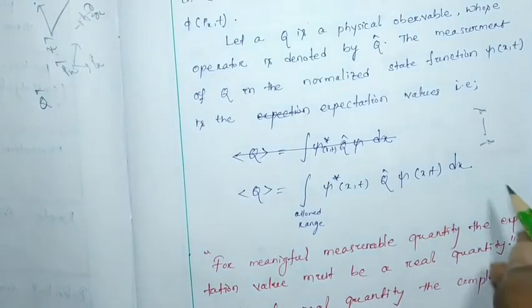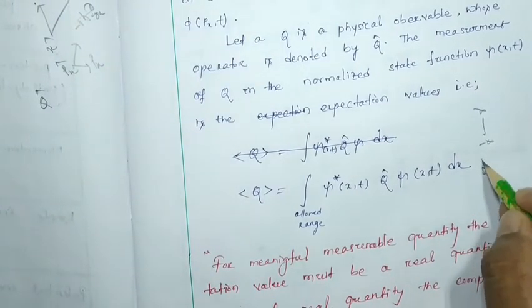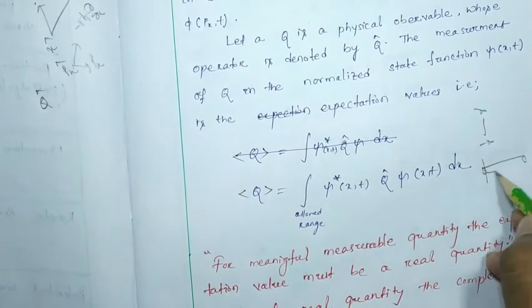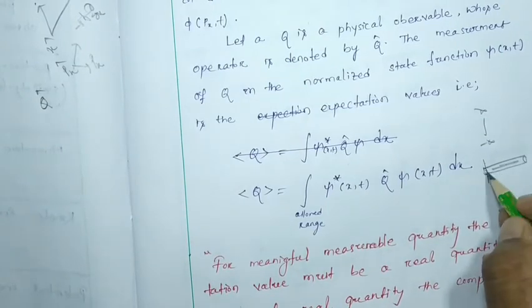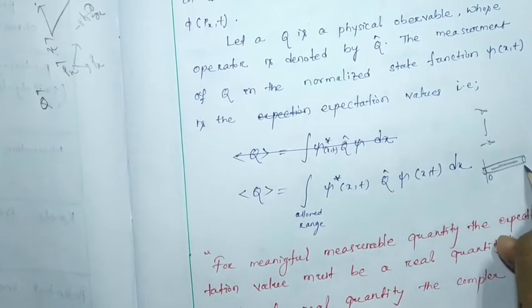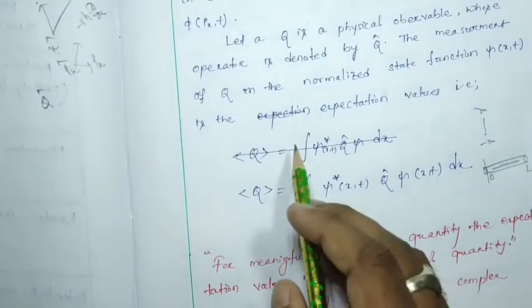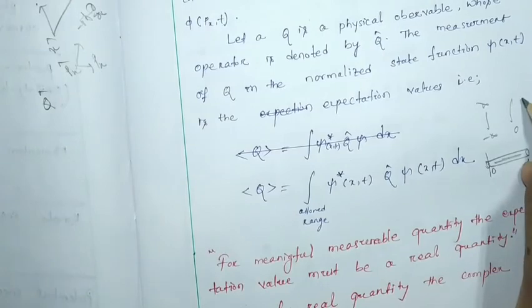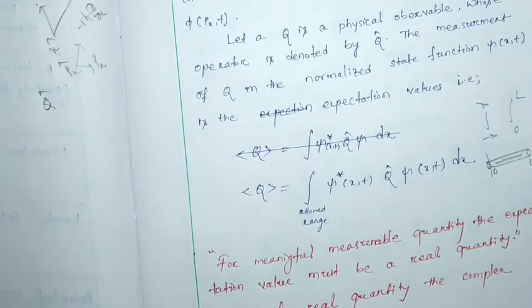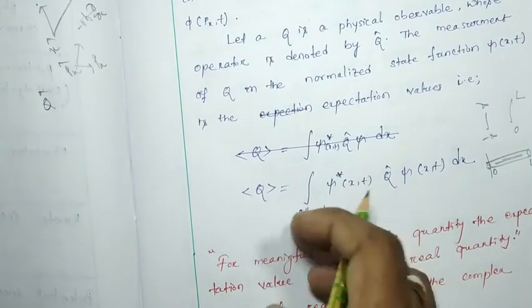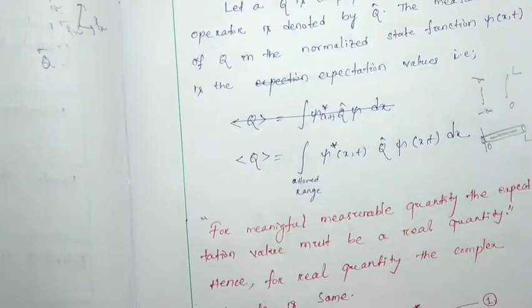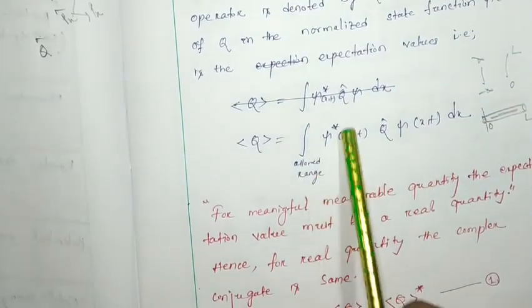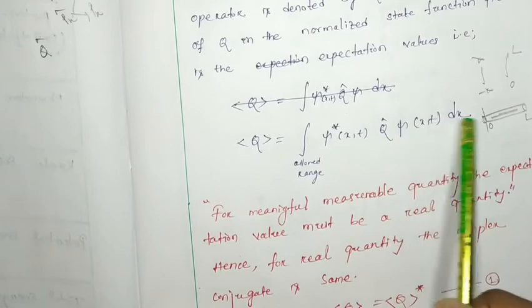If suppose the particle is moving along one dimension, but from 0 to L, then the integration limits can be taken as lower limit 0 and upper limit L, like that. So here, in generalized form, I have written allowed range. So this will be the integral of psi star (x,t) Q cap psi(x,t) dx.